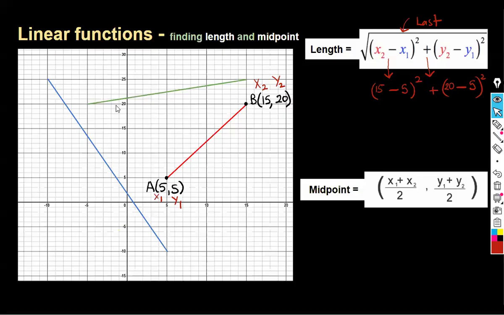Right? Let's simplify each bracket here. 15 minus 5 is 10, so we have 10 squared. And 20 minus 5 is 15, so that's 15 squared. Take that up to there. All we did was simplify the brackets: 15 minus 5 and 20 minus 5.